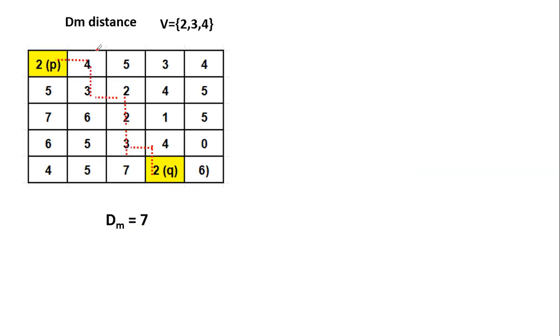For DM distance we can follow this path because this path is not allowed, since their common element is 4. So this 1, 2, 3, again 2, 3, this, and in this way if we take 1, 2, 3, 4, 5, 6 and 7, the DM distance is 7.